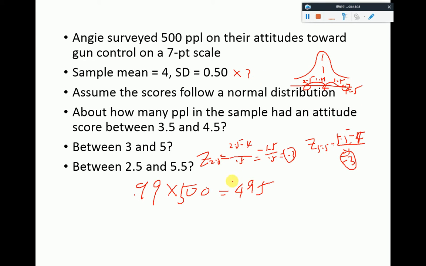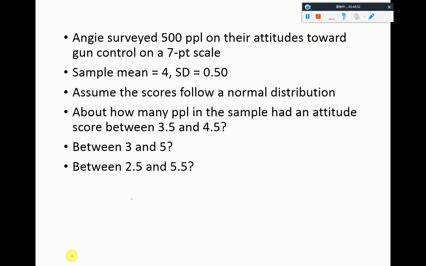That's almost all 500 people, right? There are only 5 of those people who had scores that are more extreme than 2.5 and 5.5. Make sense? I hope so. Okay. We can do more. How about we find out the number of people who scored between 3 and 4.5?